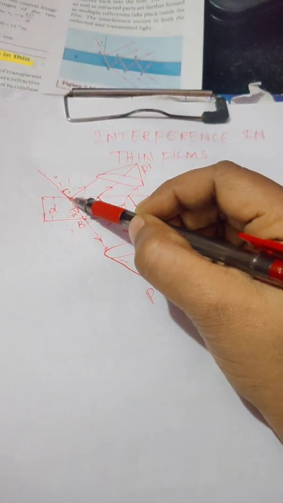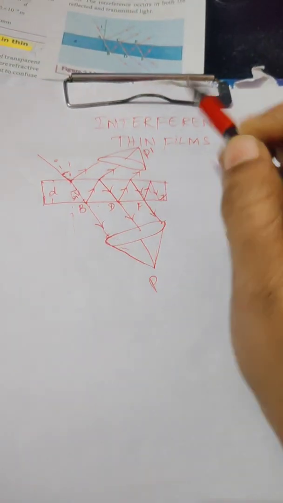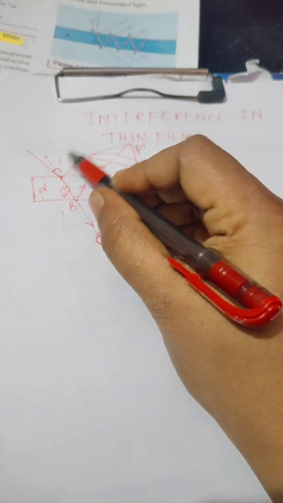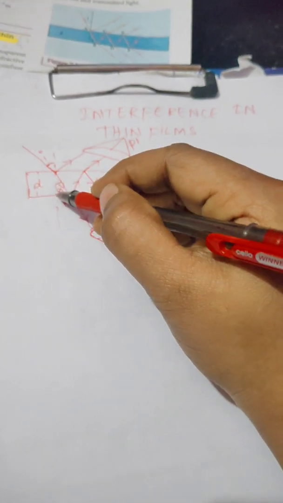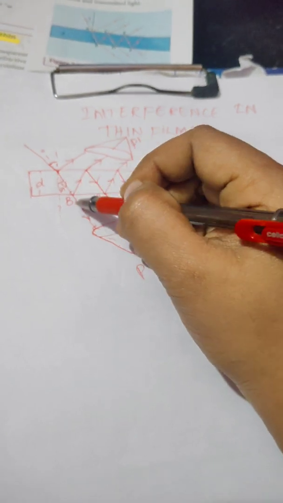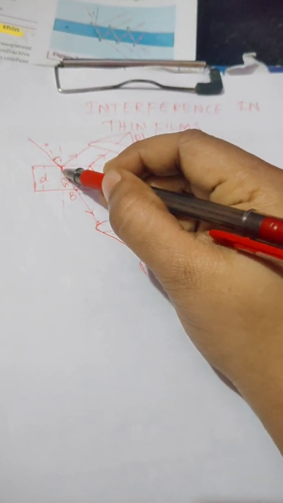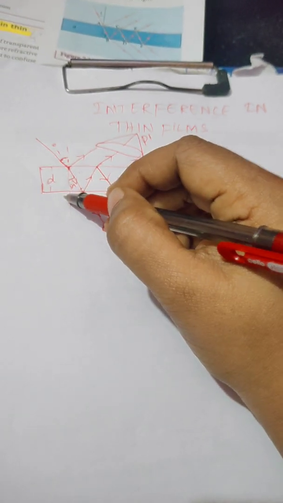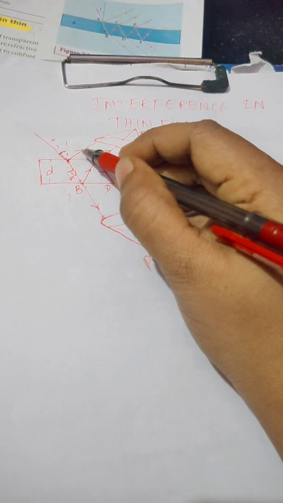When the incident light goes from the rarer medium to the denser medium, the thin film is the denser medium, and this is the rarer medium. This is the perpendicular line, the normal line. Here the ray is bent towards the normal and I also get the reflection. Rarer to denser, the ray bends towards the normal, and this is the reflection. Both reflection and refraction take place here.